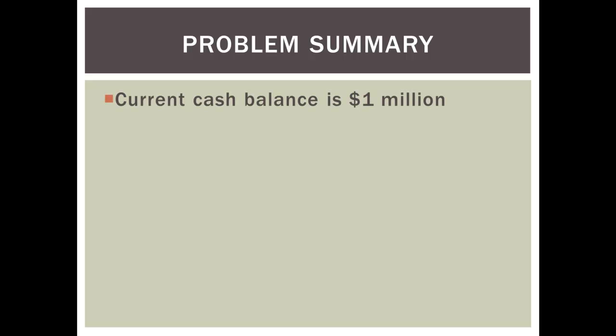Now, what we know right now is that Penn Interest has a current cash balance of $1 million. So we're pretending like this is the beginning of 2007. But right now, they have $1 million cash, which is great because that's well above their $500,000 minimum requirement.